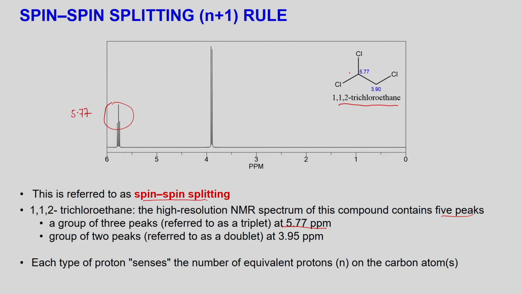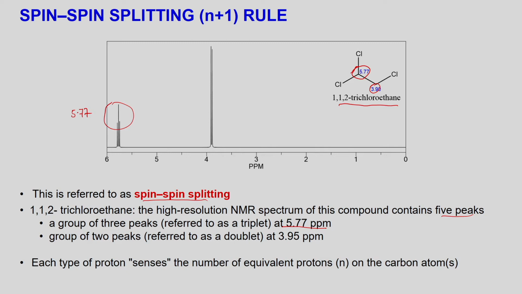This 5.77 corresponds to the particular proton which has 2 electronegative atoms, that is, chlorine atoms attached to its carbon. So it will show a higher downfield shift, a higher chemical shift as compared to this 3.90, because that proton is connected to only one electronegative atom, which is chlorine.